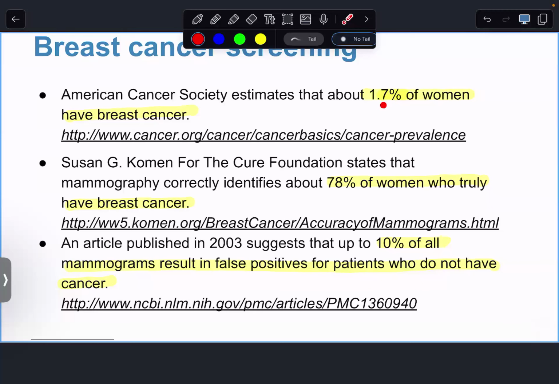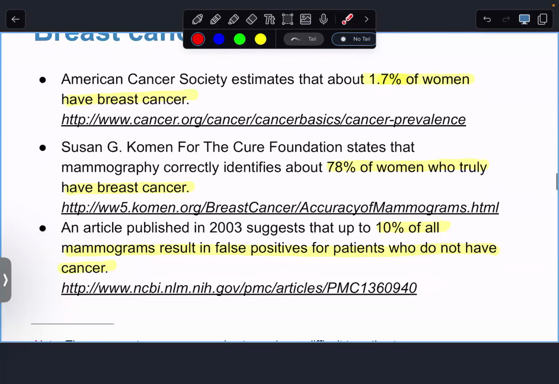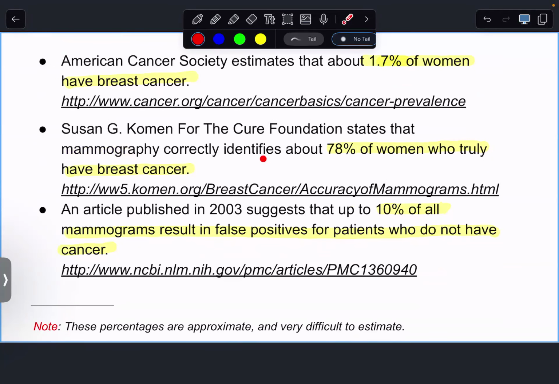We're told that 1.7% of women have breast cancer. Okay, so that's going to be a probability at the top of our branches. Now, the reason it's at the top is because knowing that someone has breast cancer, then the probability that the test correctly identifies it is 0.78. Okay. And so here, the probability of cancer is 0.017.